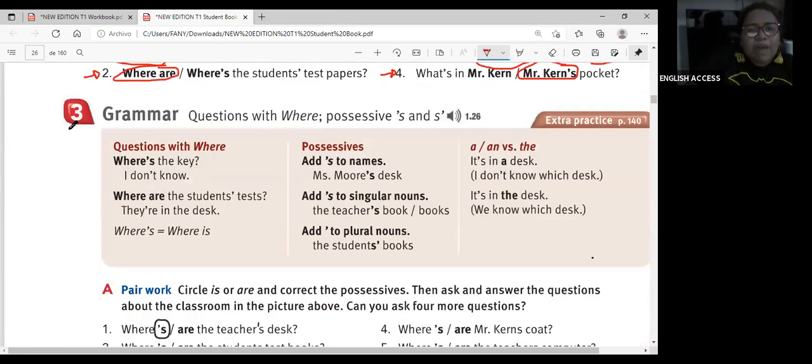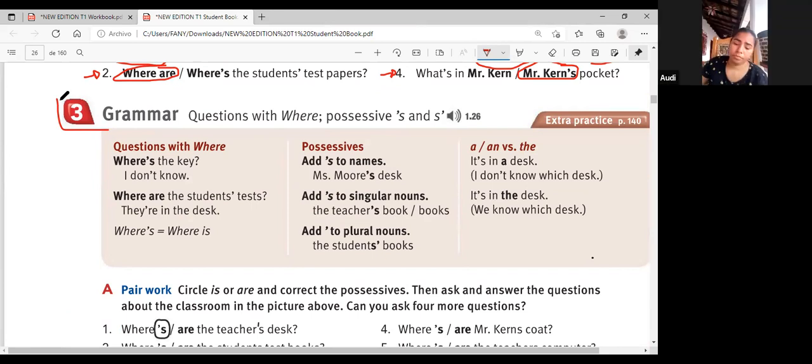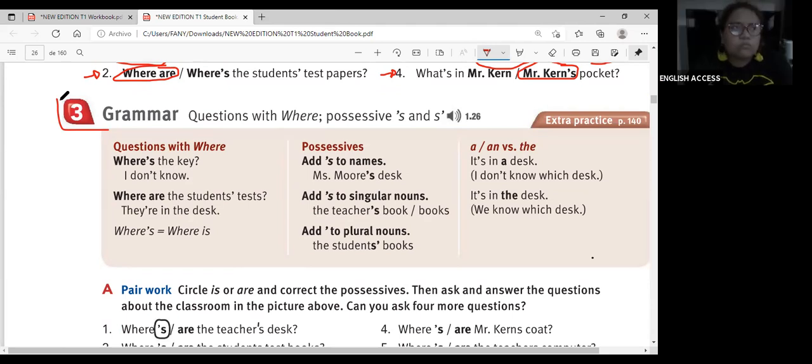Let's continue with this. Now we have the grammar. We're going to listen to the grammar. Please pay attention to the conversation, okay? And pay attention to the rules. Okay. Let's go one more time to the audio. It's page 17, I guess. Page 17. Building language. A.